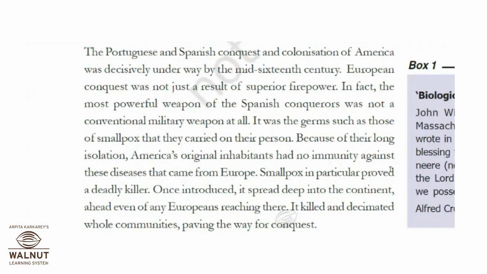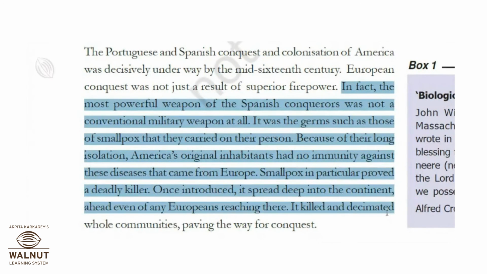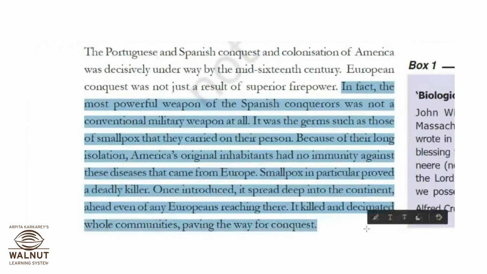Because of their long isolation, America's original inhabitants had no immunity against these diseases that came from Europe. Smallpox, in particular, proved a deadly killer. Once introduced, it spread deep into the continent ahead of even Europeans reaching there. It killed and decimated whole communities, paving the way for conquest.